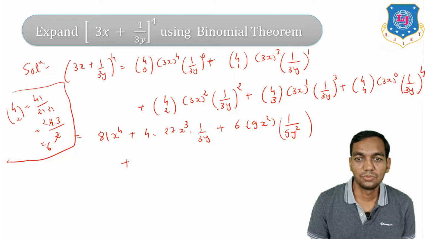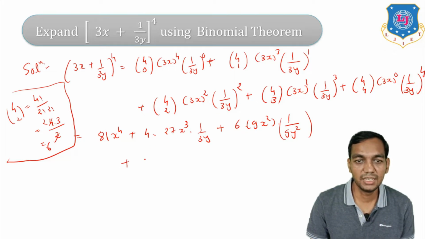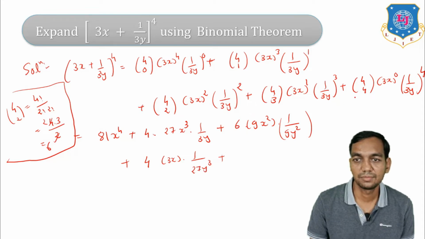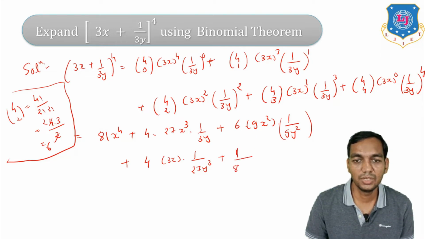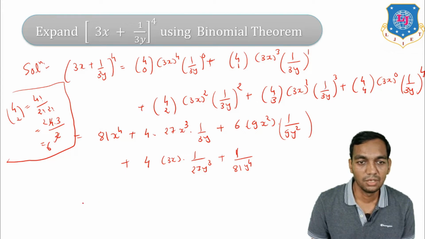Now plus 4C3. 4C3 again has a value 4 into 3x into 1 upon 27y cube, plus 4C4. 4C4 has a value 1. So we are not going to write 3x raised to 0, which is also 1, and 1 upon 3y raised to 4, that will be 81y raised to 4. So if you are now going to simplify, then this is going to be 81x raised to 4.